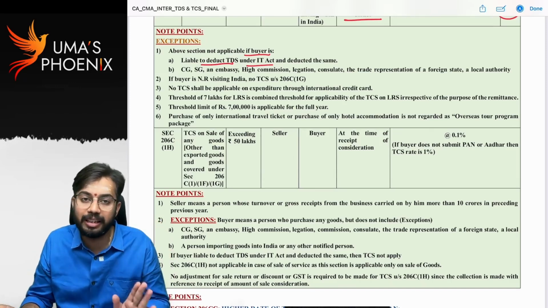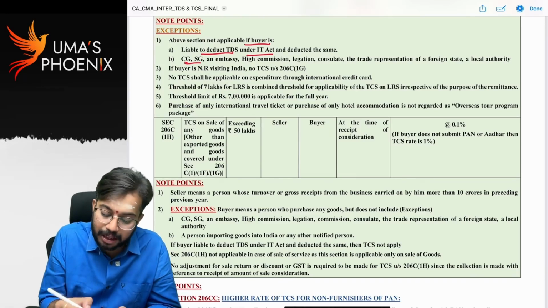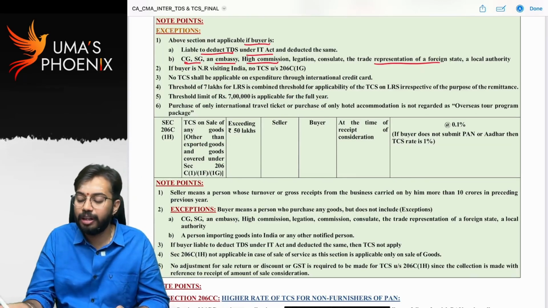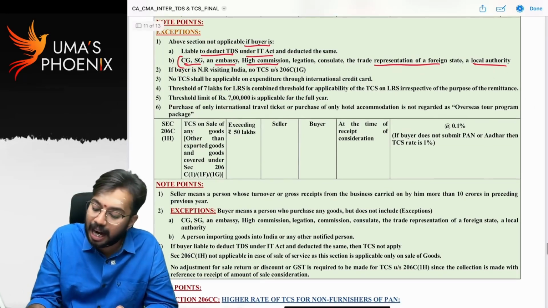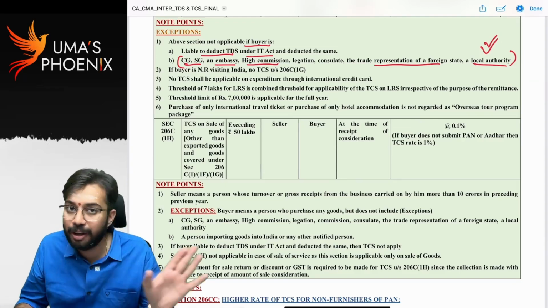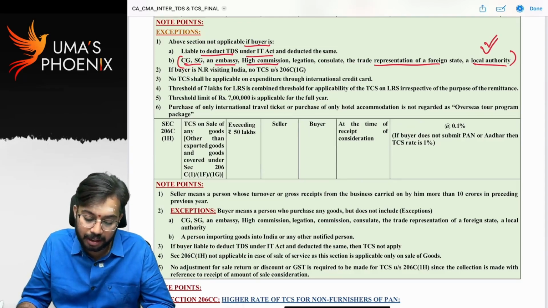Similarly, when money is sent outside India by the central government, state government, embassy, high commission, legation, trade representation of a foreign state, or local authority, if these categories of persons send money outside India, then TCS will not be collected under section 206C(1G). Is it clear? Next.